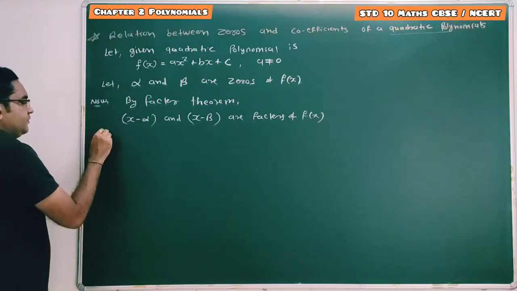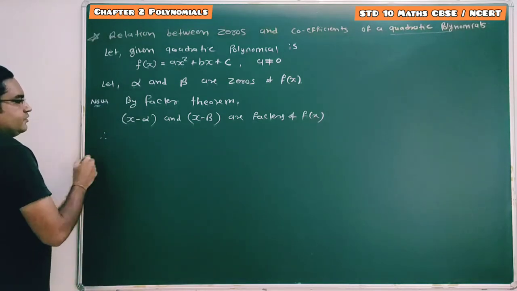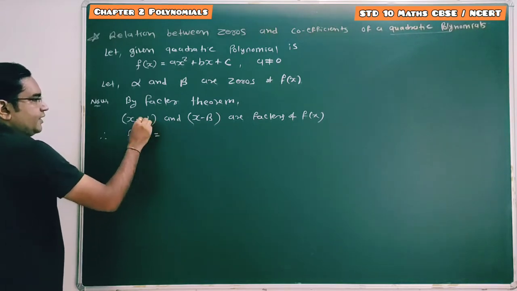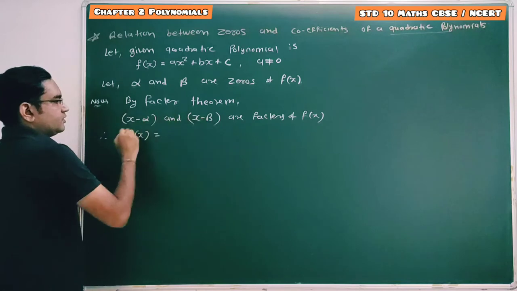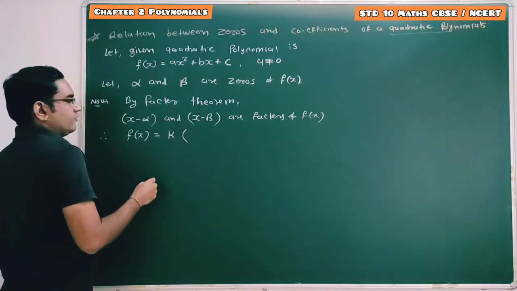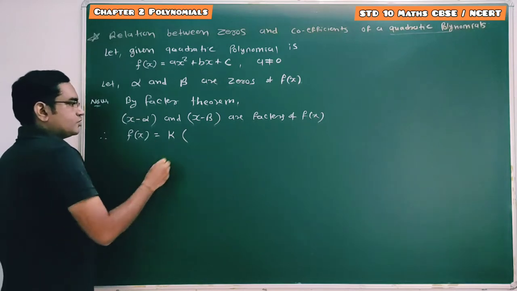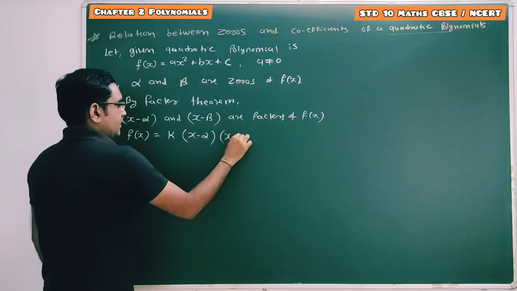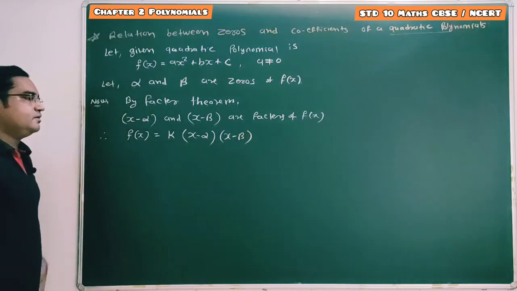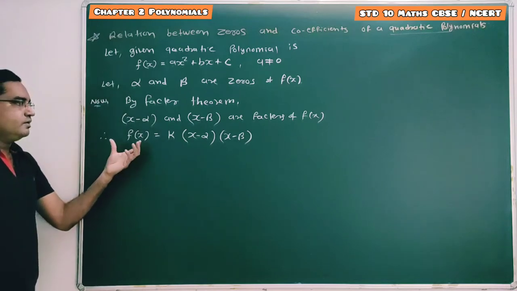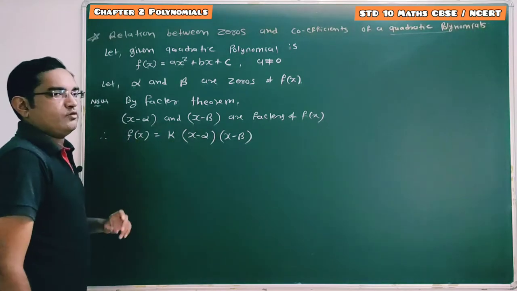And therefore what can we write? We can write our polynomial f of x as the multiplication of these two factors, and it may be multiplied with k, since it carries some non-zero constant. So it's k times x minus alpha, x minus beta. So x minus alpha and x minus beta are the factors of this given polynomial, and that polynomial can be written in this form.